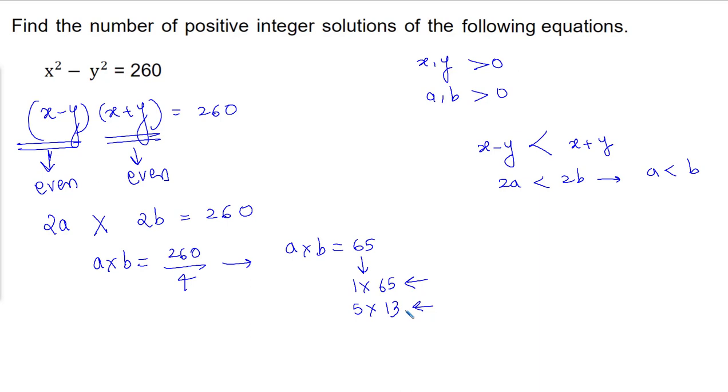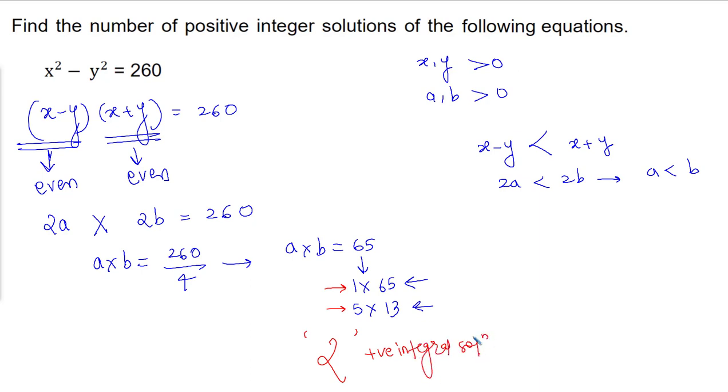In every pair, the smaller number goes to a and the larger number goes to b. We cannot reverse it, because the smaller number goes to a only and the larger number goes to b. We cannot take negative possibilities because the sum of two positive integers cannot be a negative number. So the answer is, there are two ways, and every way will give us one solution. Total there are two positive integral solutions.